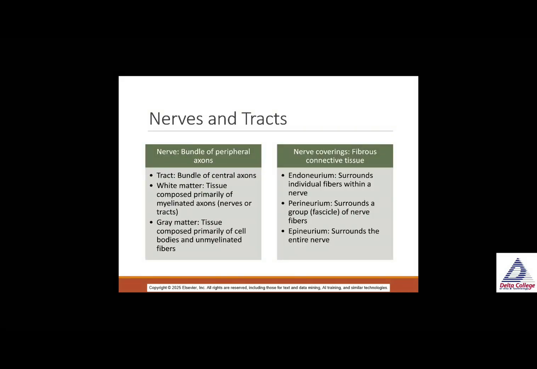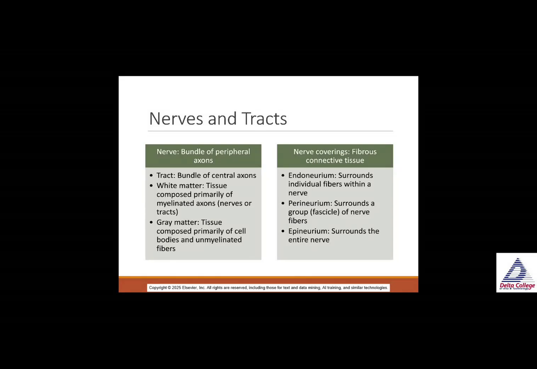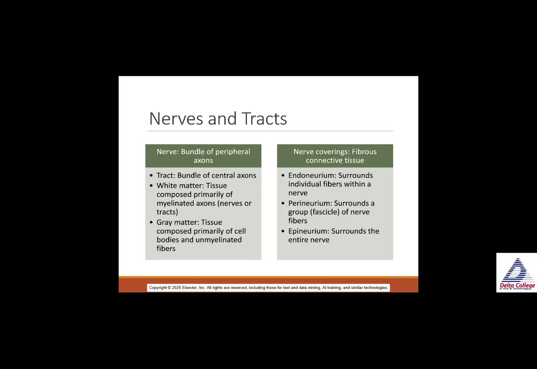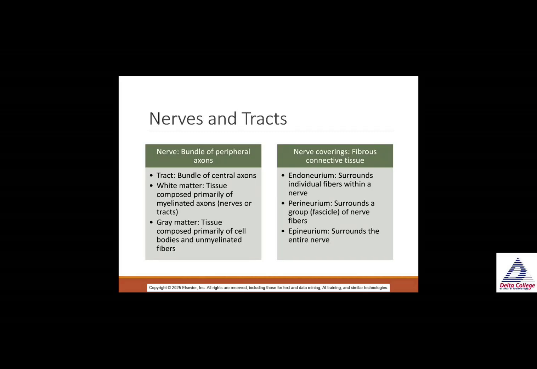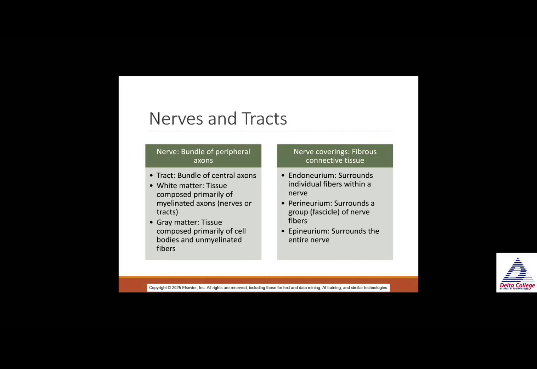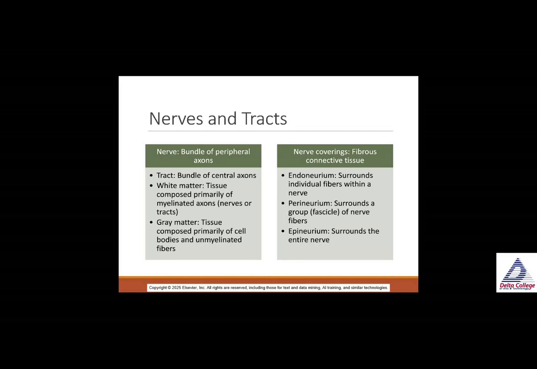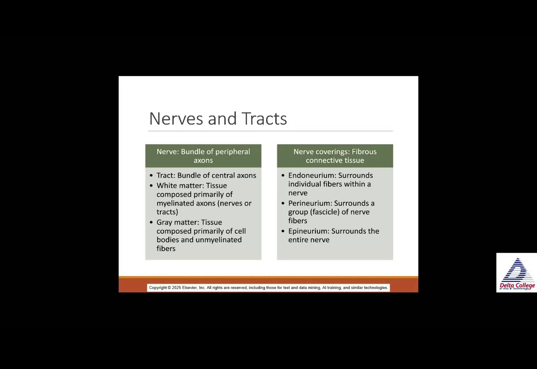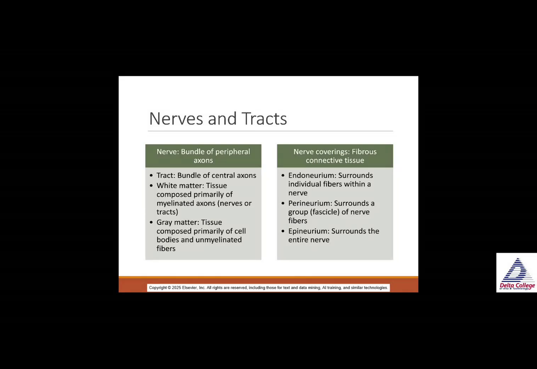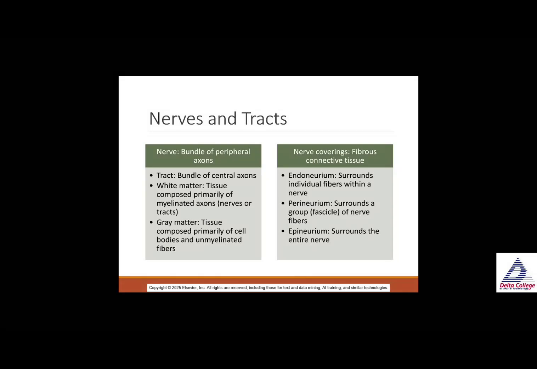Now let's go more into the nerves and the tracts. So a nerve is a bundle of peripheral axons. The tract is a bundle of the central axons. It's composed of white matter, tissue composed primarily of myelinated axons or myelinated nerves or tracts. Then it also has some gray matter, which is tissue composed primarily of cell bodies and unmyelinated fibers.